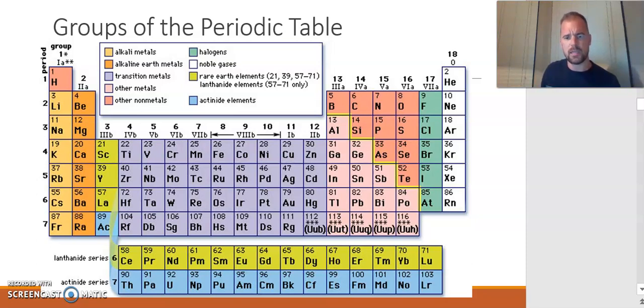These elements right here don't necessarily have any special names. Sometimes you might hear group 13 as the boron group, group 14 as the carbon group, group 15 as the nitrogen group, and group 16 as the oxygen group. But they don't really have special names because they have a lot of variable properties. And so we just typically call these other metals or other nonmetals, depending on if they're to the left or the right of the staircase.